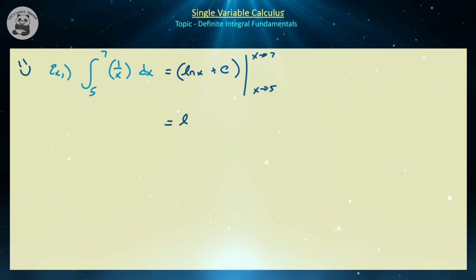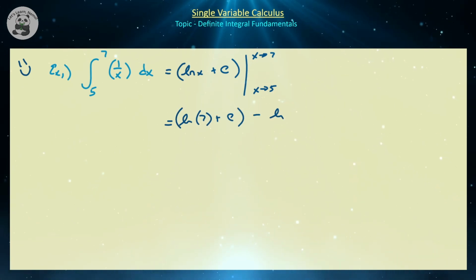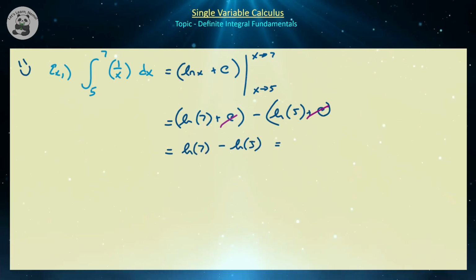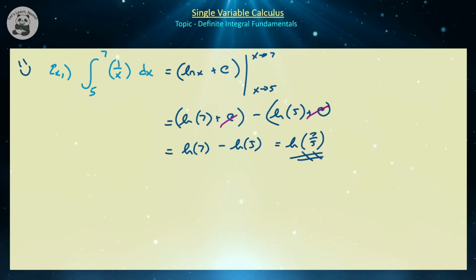So this is going to come out to the natural log of 7 plus c minus the natural log of 5 plus c. And notice that these c's are going to cancel, regardless of what those c's are. So we're just going to be left with the natural log of 7 minus the natural log of 5. And using the properties of natural logs, you can write that as the natural log of 7/5 if you prefer. So that's going to be the area underneath this particular curve.